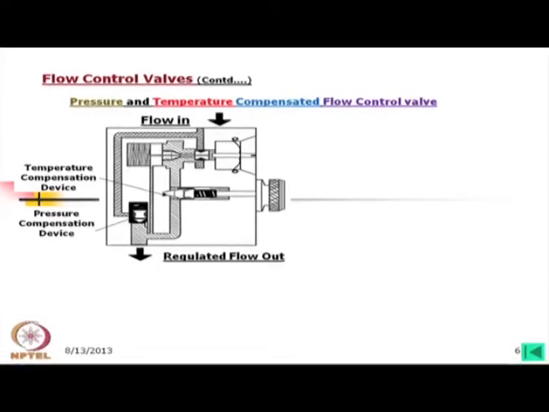Why will the flow amount change in a pressure compensated valve? In a flow control valve with pressure compensation, there is a possibility that flow will change only if the viscosity changes, if with the increase in temperature the oil becomes thinner or thicker. Now, that is compensated by this temperature compensator.